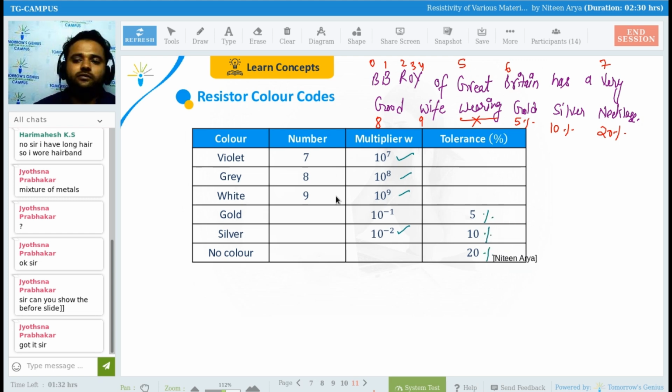Meaning 5%, 10%, and 20%, because these are the tolerance. Good evening, sir. Right now I joined late, because there was no power. It's okay, beta. Okay, is this clear, everyone? Just remember: BB Roy of Great Britain has a very good wife wearing gold silver necklace. The simple line is going to help you all out. Clear, everyone?